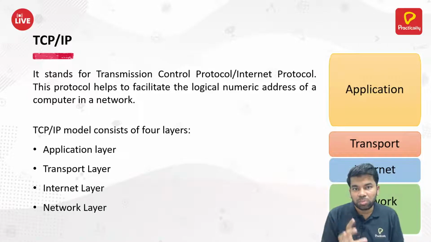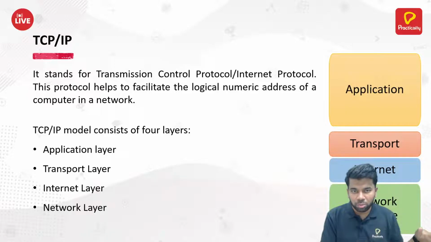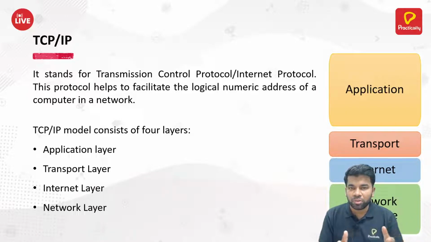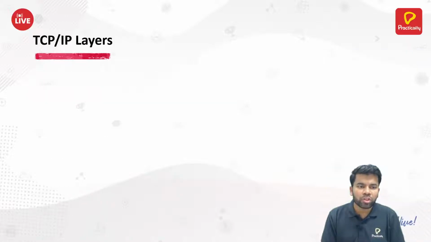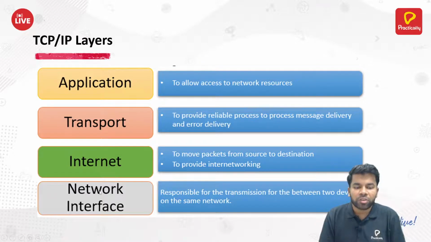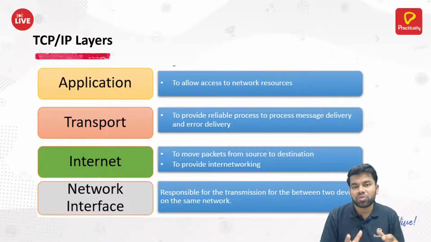The TCP/IP model is a very famous model. There is another model called the OSI model, which contains 7 different layers. So the TCP/IP model is the 4-layer model. Now, what is the work of each layer? The network layer is responsible for transmission of data between 2 devices on the same network.